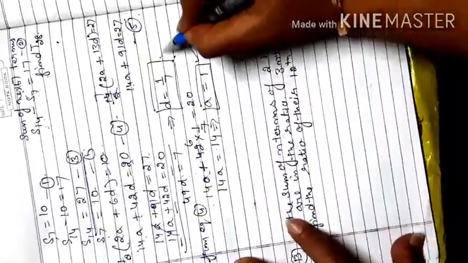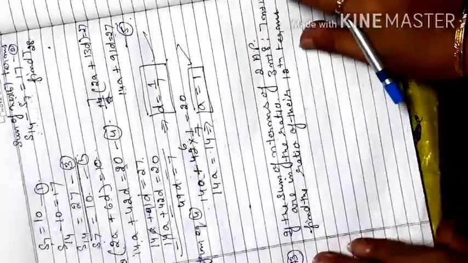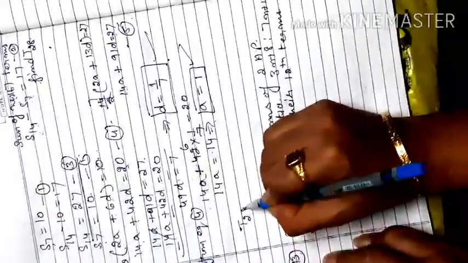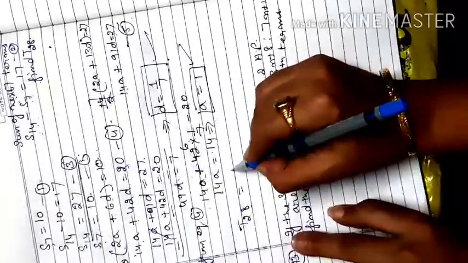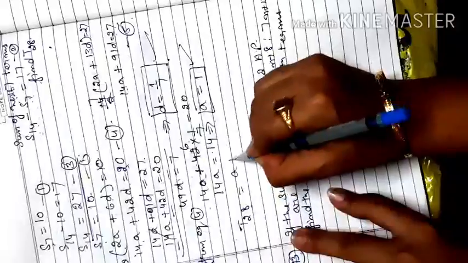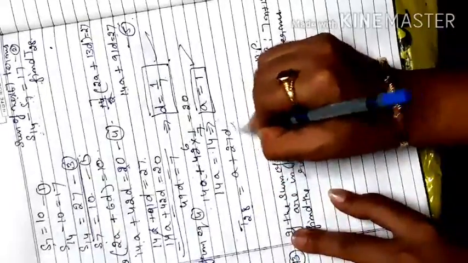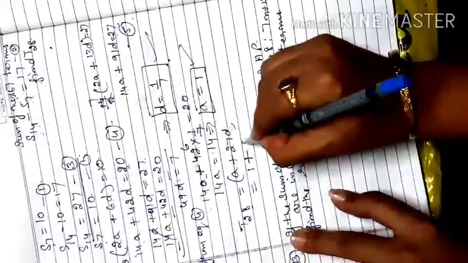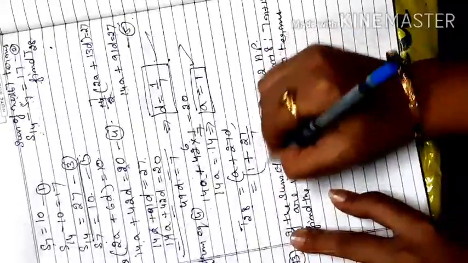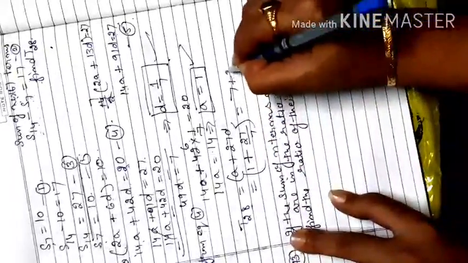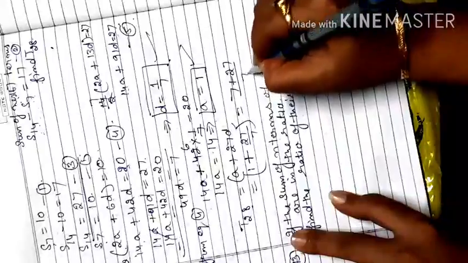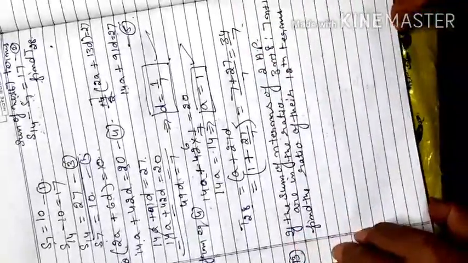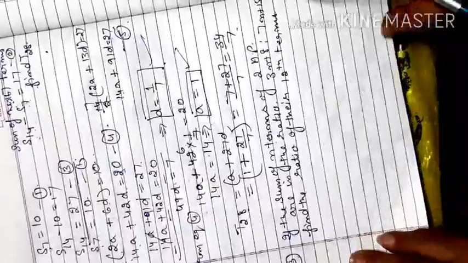So I got these two values, a and d. After getting these values, my next step is to find the 28th term. The 28th term formula is a plus 27d. I have a value 1 and d value 1 by 7. When you take the LCM, 7 plus 27 by 7 gives you 34 by 7, which is my required answer. So that is the 28th term.